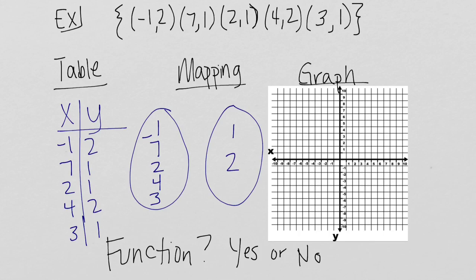So -1 maps to 2. So we're going to go -1 to 2. 7 maps to 1. So we're going to go 7 to 1. 2 maps to 1. So we're going to go from 2 to 1. 4 maps to 2. And then 3 also maps to 1.